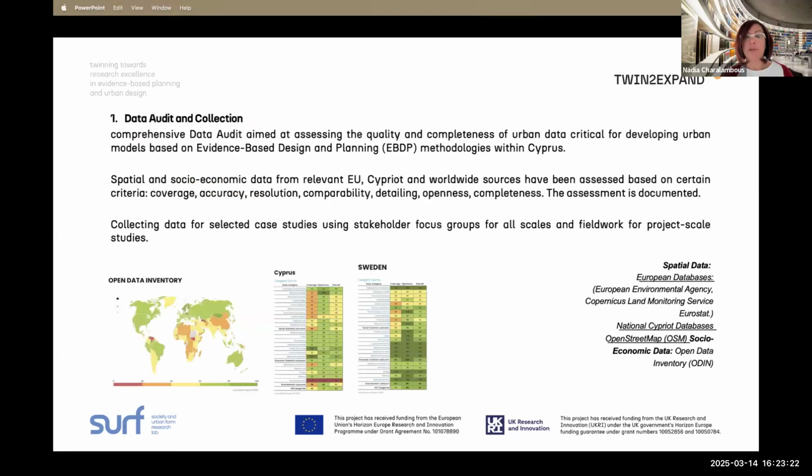So the first thing we did in Cyprus was to do a data audit to see what kind of data we have. The second is to assess the quality of this data. So we did a lot of work on this. We tested the completeness of urban data in Cyprus. We got the data from various sources, and we assessed the data based on criteria like coverage, accuracy, resolution, comparability, openness, completeness, and so on.